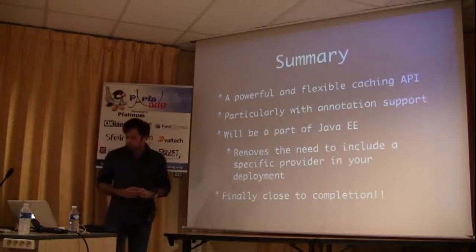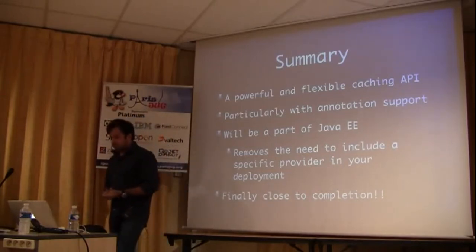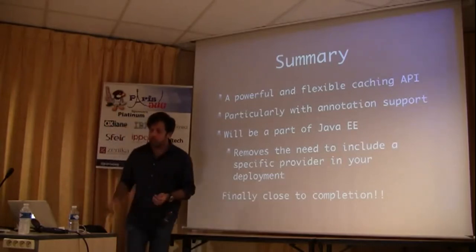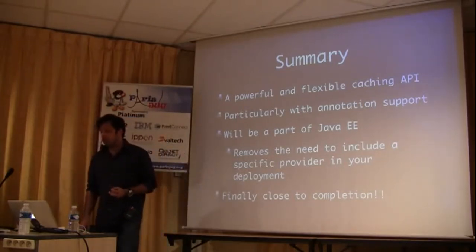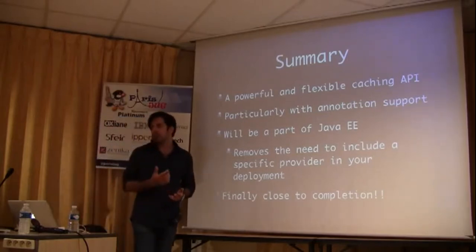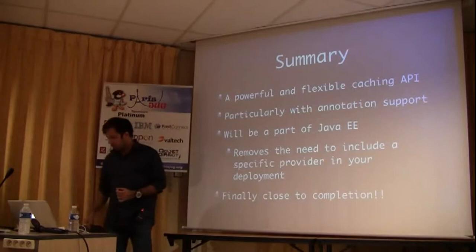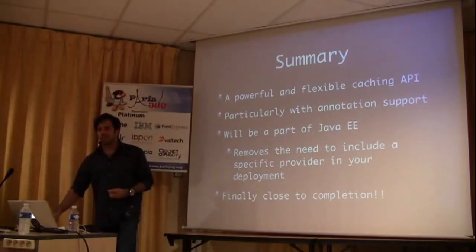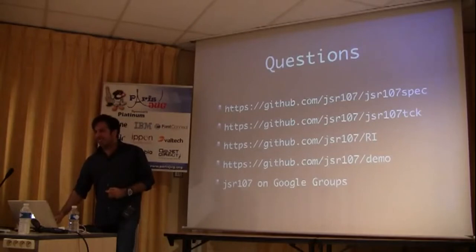So just to sum things up, to demonstrate the API: it's a fairly simple API, but at the same time quite flexible and powerful, especially with the annotation support. I think that's one of the major advances we've had quite recently. It makes things a lot more usable. It will be a part of Java EE. It's still on schedule. So it removes the need to include specific libraries in your application. As long as you're running in a Java EE 7 environment, you're going to get all of these capabilities. And we're finally getting somewhere with completing it. So, yeah. We're trying not to have it run to 13 years. Bad luck. Yeah, exactly. If we get stuck there, who knows how long it's going to take.